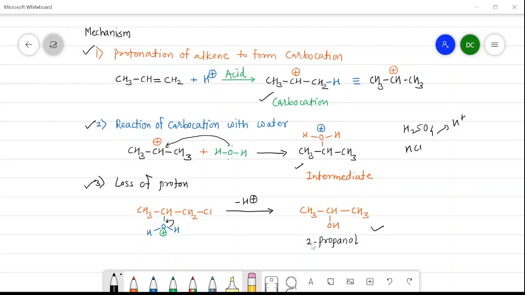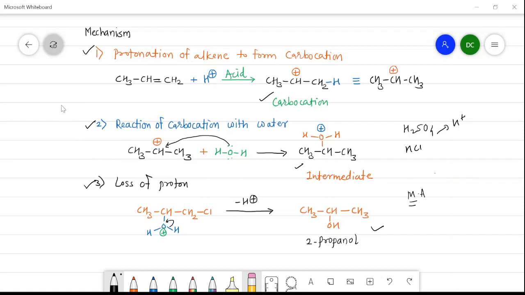See, this is 2-propanol. We are not getting 1-propanol here. So there is a Markovnikov addition. Which addition? Markovnikov addition, because an unsymmetrical alkene is there, that is propene, and the reagent is also unsymmetrical. That's why we get the Markovnikov addition product.